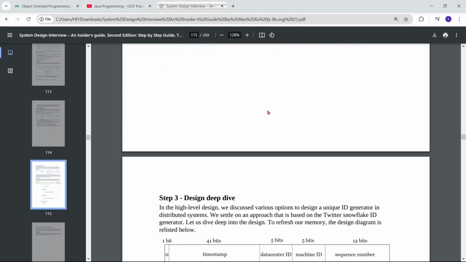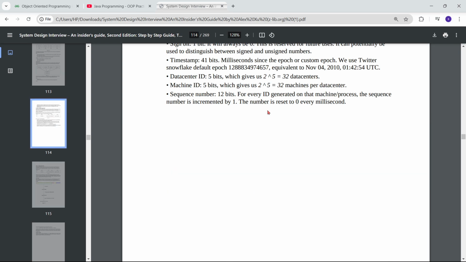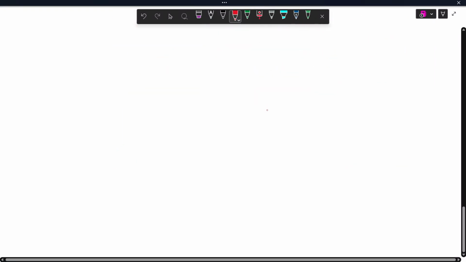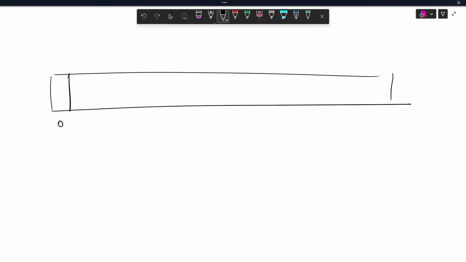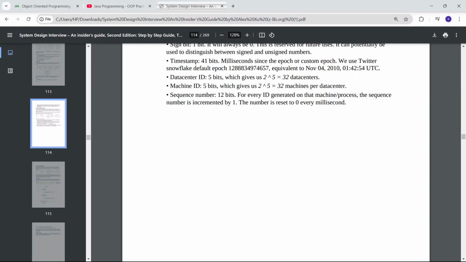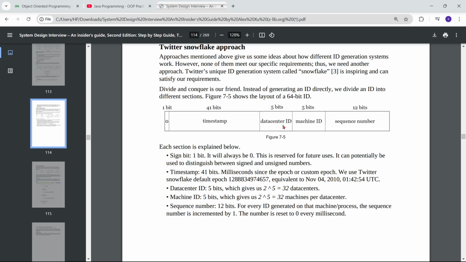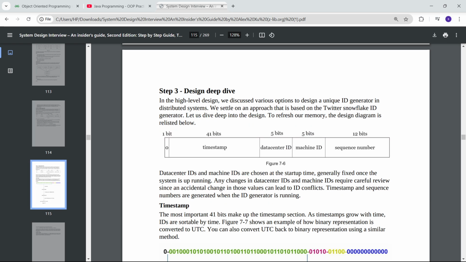Okay, so this is a new approach. Basically, Twitter Snowflake is something like, we have 64 bits which we have divided. So we have a 0 bit here. We have 41 bits for timestamp. This is sign unsigned, and this is timestamp. And then we have 5 bits for data center ID, 5 bits for machine ID, and 12 bits for sequence number. So we have a data center ID, machine ID, sequence number, and a timestamp. This is a Snowflake cycle.